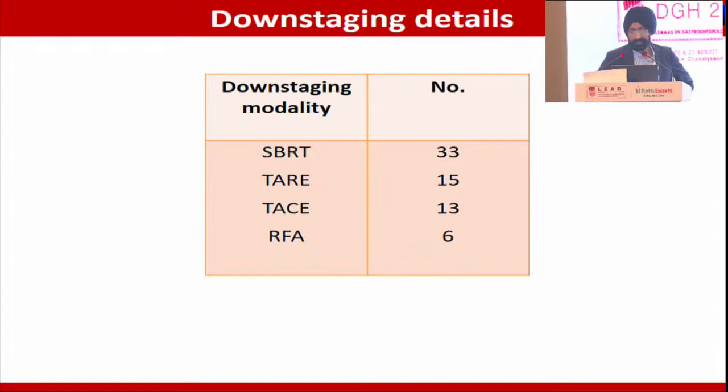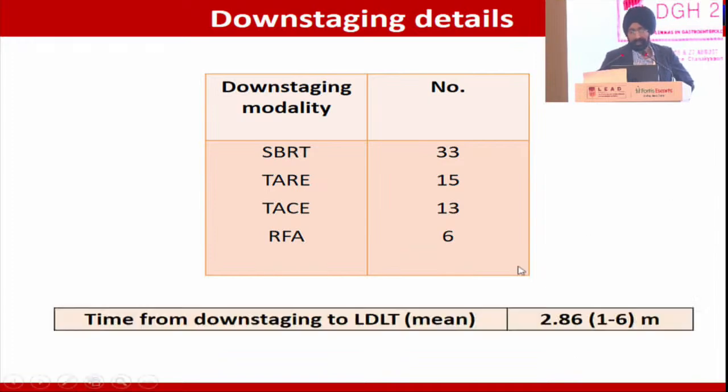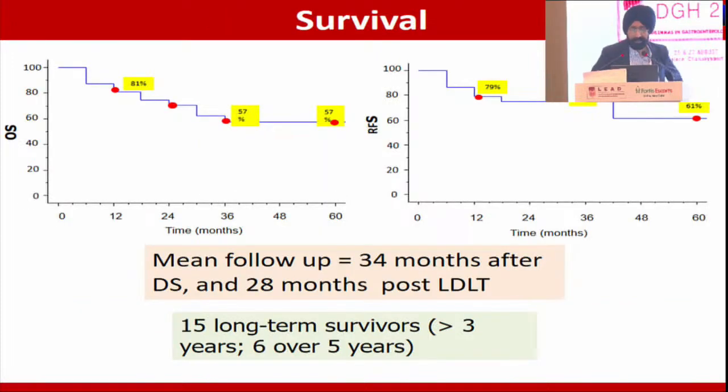And this is the distribution of the downstaging modality. The average time to downstaging was about 3 months. And this is what we had in terms of survival. We now have 15 long-term survivors, that is more than 3 years, 6 of whom are more than 5 years.